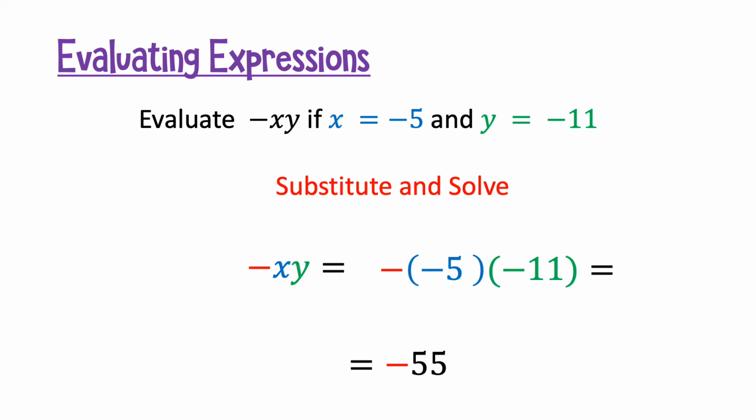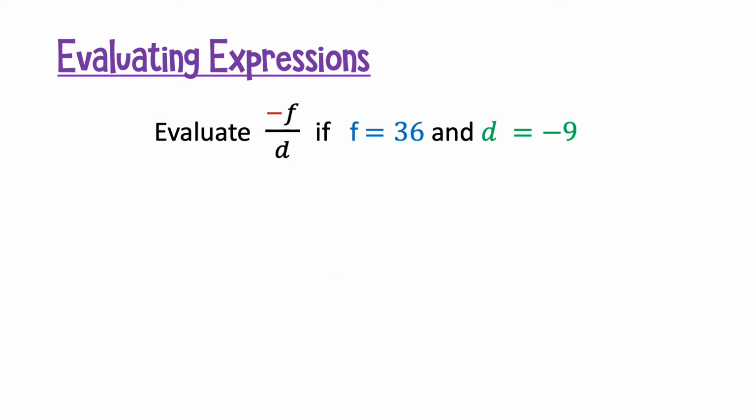Substitute the values, and we have a negative x times y, which is equal to a negative times negative 5 for x and times negative 11 for y. So we see 3 negatives. It's an odd number of negatives, so our answer is negative. Multiply 5 times 11, and we get 55.